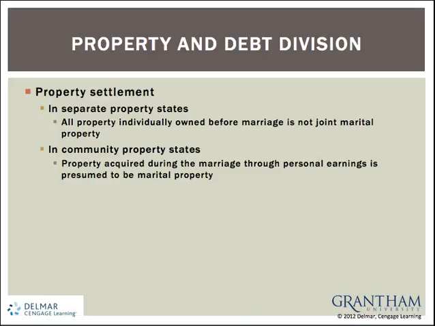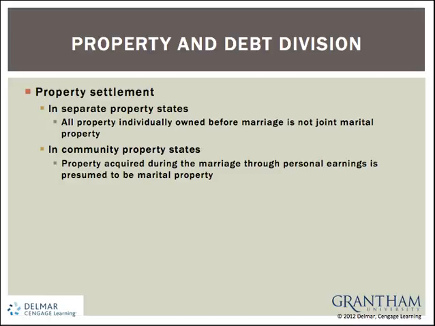The states follow two schools of thought with respect to property settlement in the case of divorce. Some states are separate property states and others are community property states. Separate property states take the position that all property individually owned before marriage is individual property and not jointly owned marital property. In addition, property acquired during the marriage through gift, inheritance, or personal earnings without contribution by the other spouse is also individual property.